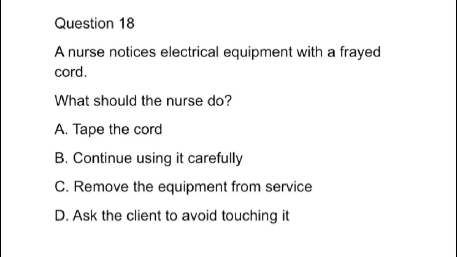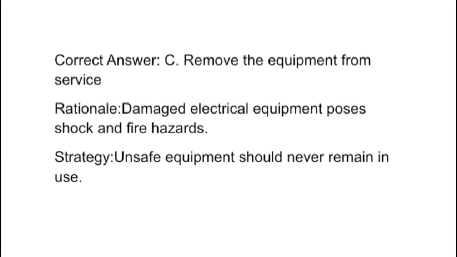Question 18. A nurse notices electrical equipment with a frayed cord. What should the nurse do? A. Tape the cord. B. Continue using it carefully. C. Remove the equipment from service. D. Ask the client to avoid touching it. Correct answer, C. Remove the equipment from service. Rationale: Damaged electrical equipment poses shock and fire hazards. Strategy: Unsafe equipment should never remain in use.